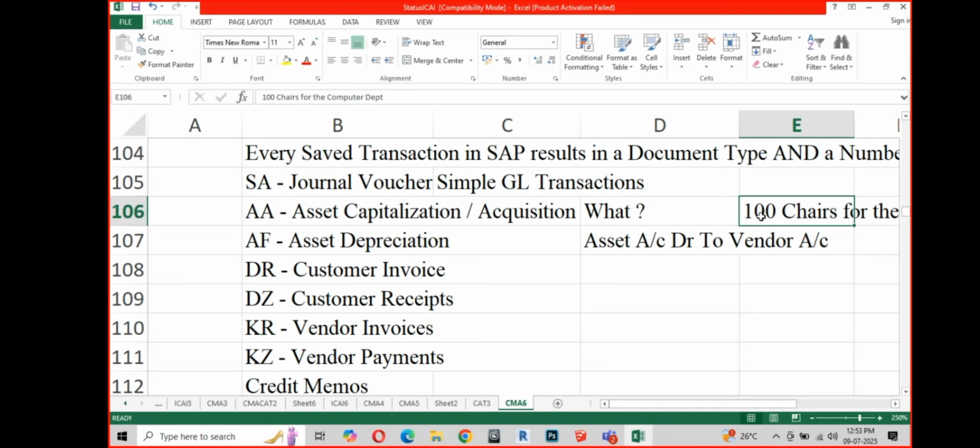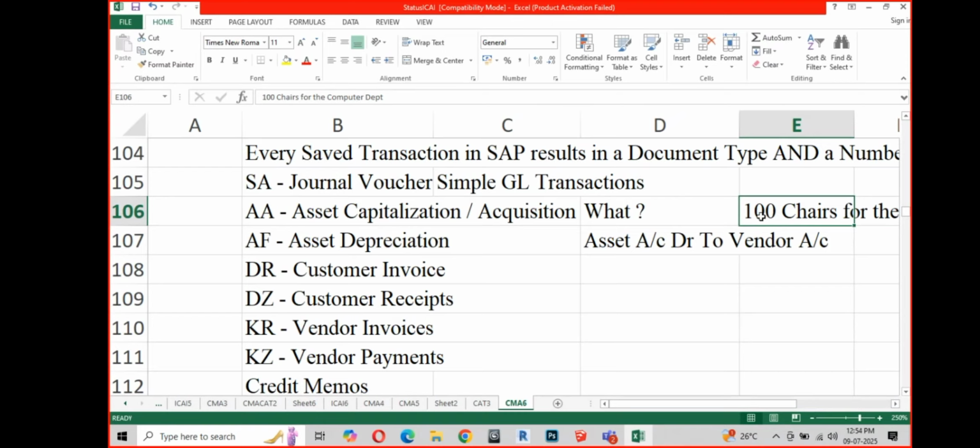Suppose you buy laptops for your employees, your laptops, your desktops, your computer chairs, your computer tables, correct? Your air conditioners, what you buy for each of your departments, they all constitute your assets for which you need to maintain the records as required by the Companies Act, correct? So this activity of buying an asset is referred to as your asset capitalization.